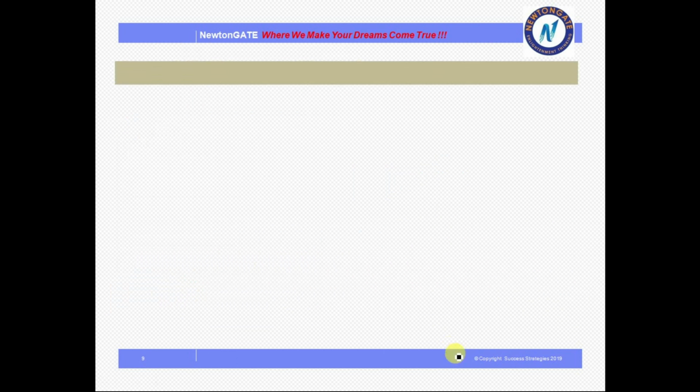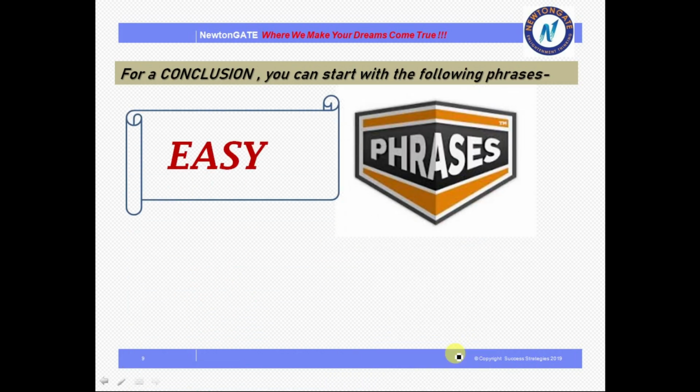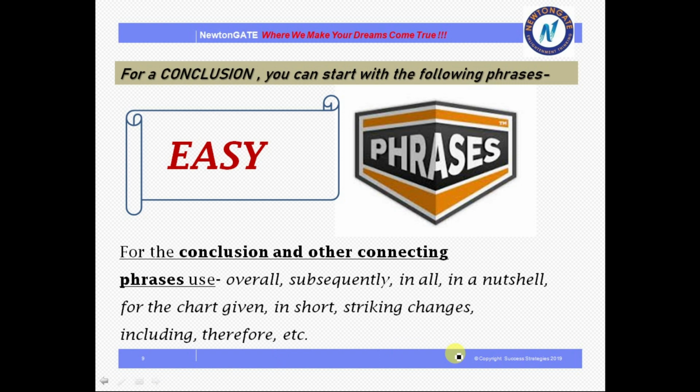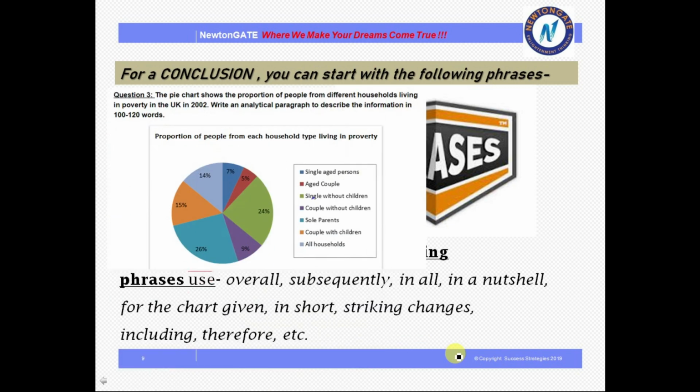Next, move to the conclusion. For a conclusion, you can start with the following easy phrases. For conclusion and other connecting phrases, use overall, subsequently, in all, in a nutshell, for the chart given, in short, striking changes, including, therefore, etc. Let's see one example. Here the pie chart shows the proportion of people from different households living in poverty in the UK in 2002. Write an analytical paragraph to describe the information in 100 to 120 words.